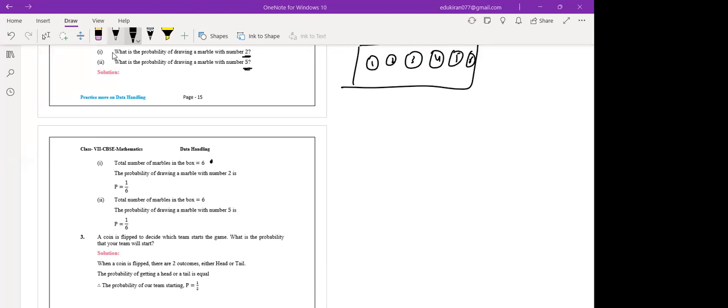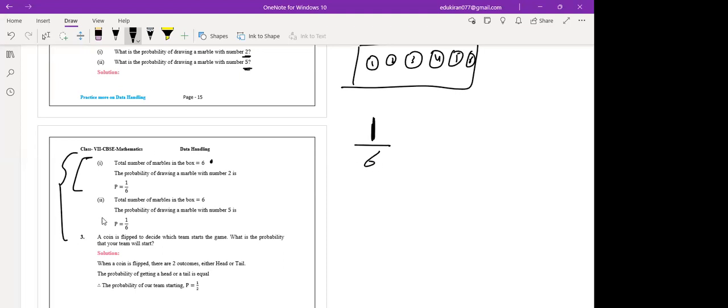Ma'am, I was confused. Like, can we write 1 by 6 or 6 by 1? How will I get to know what is this? Actually, the thing is that as the number was 2, I wrote 2/6, so I cancelled it by 3. Here they asked the question, what is the probability of drawing a marble with number 2? I just wrote 2/6 without realizing there's only one 2 they are asking. So how many 2s are there? Only one 2 is there. So 1/6.